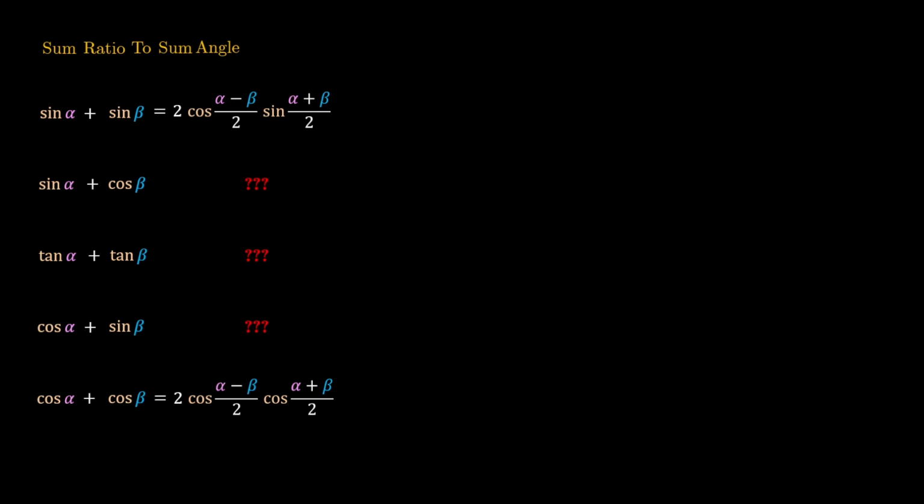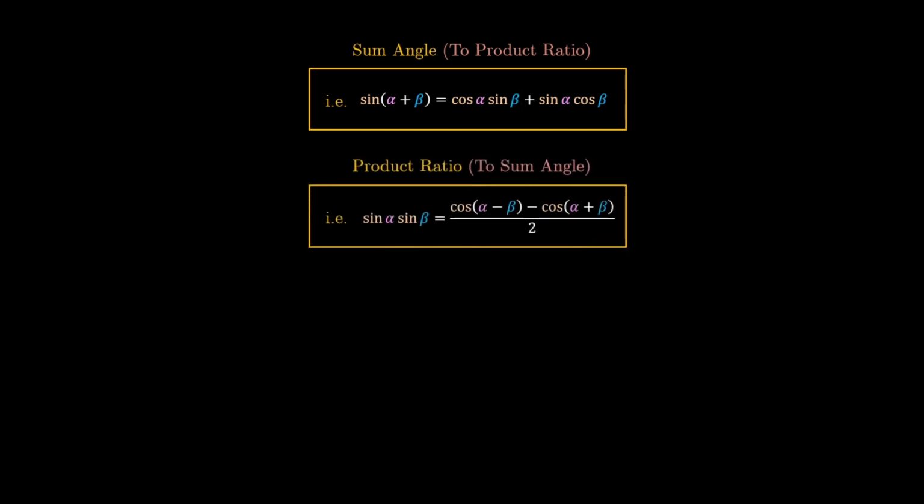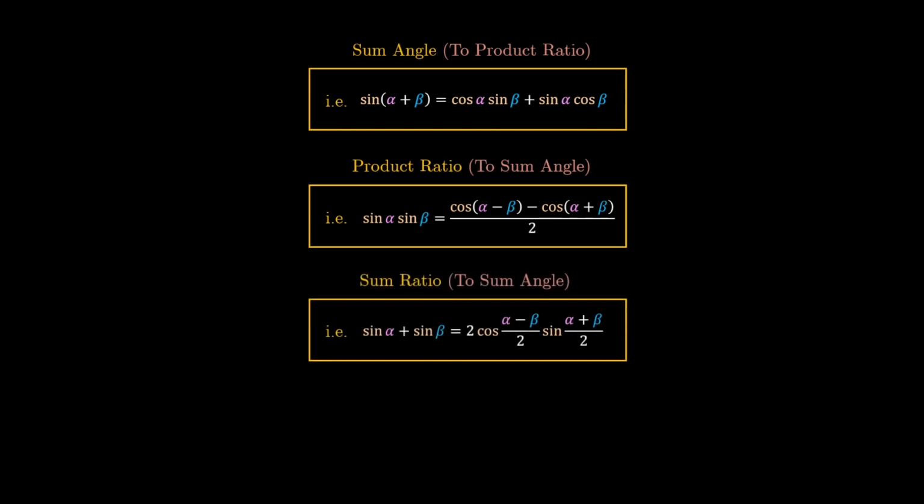So, moving on. To recap, so far we covered sum angle to product ratio, where we took the sum of angles and we got the product of ratios. Next, we took a look at product ratio to sum angle, where we took the product of ratios and we got to the sum or difference of angles. And lastly, we took a look at sum ratio to sum angle. We took the sum of the ratios, the trigs, and we got to the sum of the angles. The alpha minus beta, alpha plus beta. Okay?